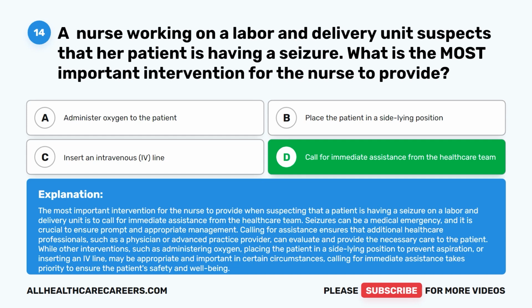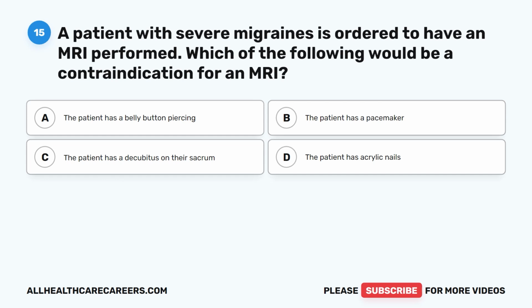While other interventions, such as administering oxygen, placing the patient in a side-lying position to prevent aspiration, or inserting an IV line, may be appropriate and important in certain circumstances, calling for immediate assistance takes priority to ensure the patient's safety and well-being.